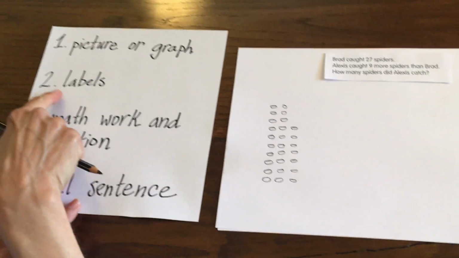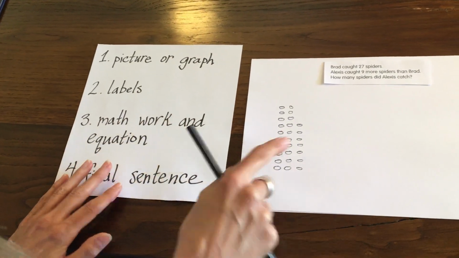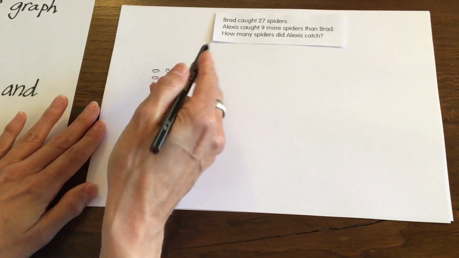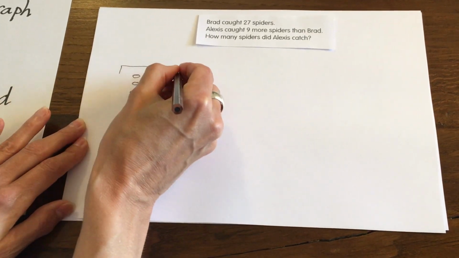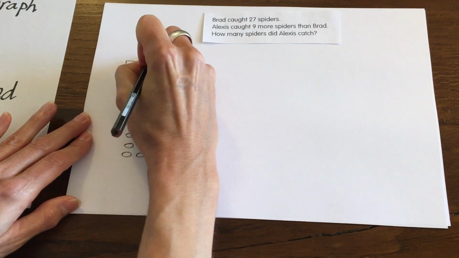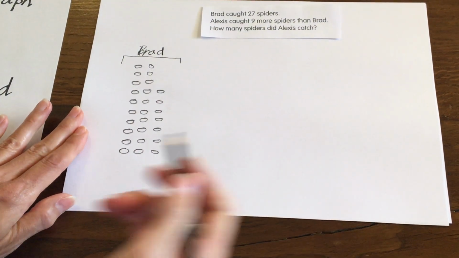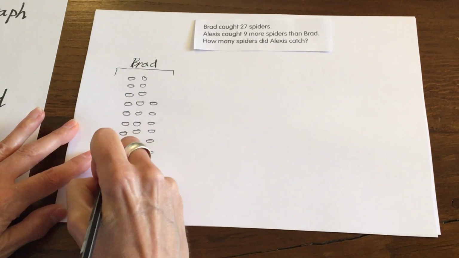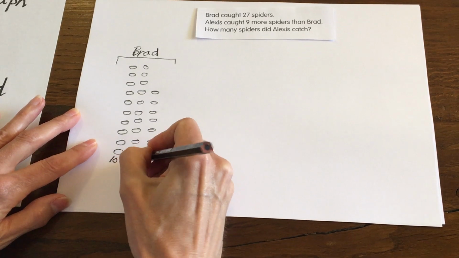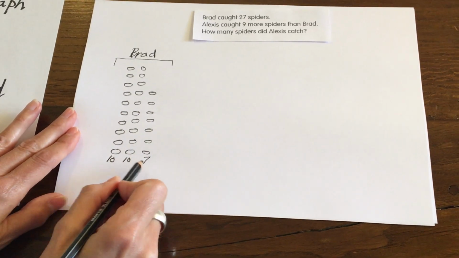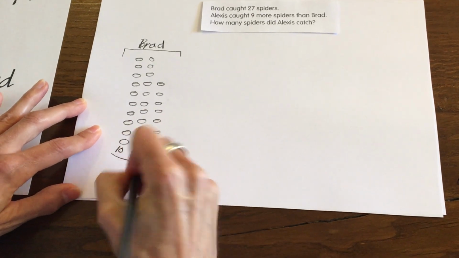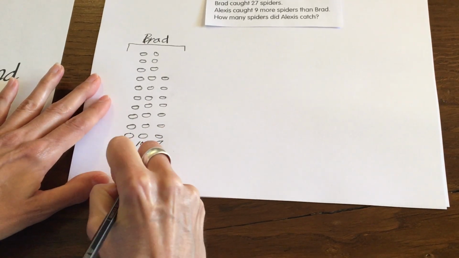I need to make sure though that I have labels, because otherwise you can't understand what I did. First I'm going to show that this is Brad's collection here, so I'm going to write his name. Brad. Okay. Now these are his spiders. I'm going to show that this is 10 and this is another 10 and this is 7. 10 plus 10 plus 7, maybe I'll show it this way, are the 27, and I'm going to write the word spiders.